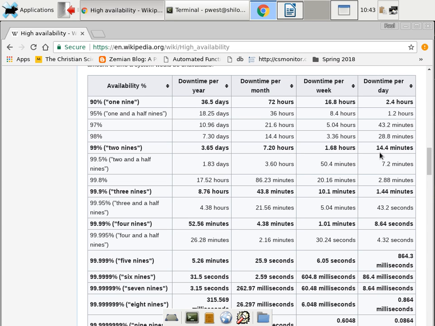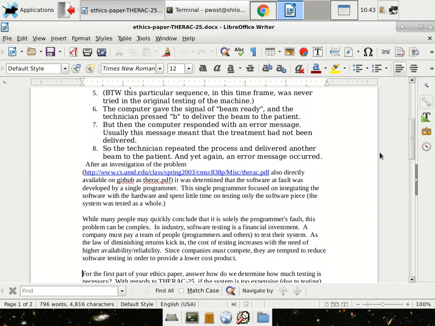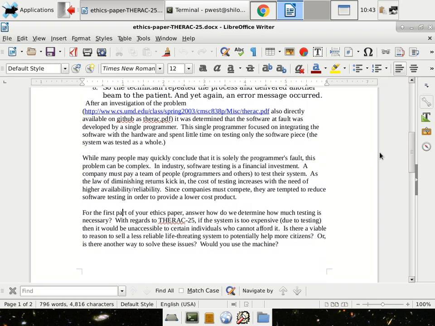All right, let me throw another wrench in here. Like a pacemaker. All right, first part of this paper, answer how do we determine how much testing is necessary with regards to Therac? If the system is too expensive due to testing, then it would be inaccessible to certain individuals who cannot afford it. That sucks. Is there a viable reason to sell a less reliable, life-threatening system to potentially help more citizens? Or is there another way to solve these issues?